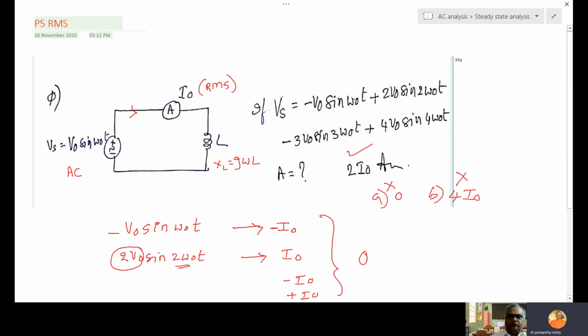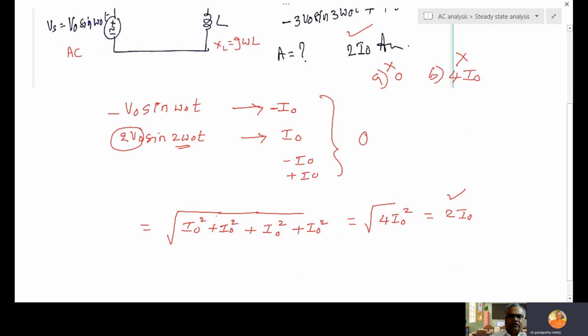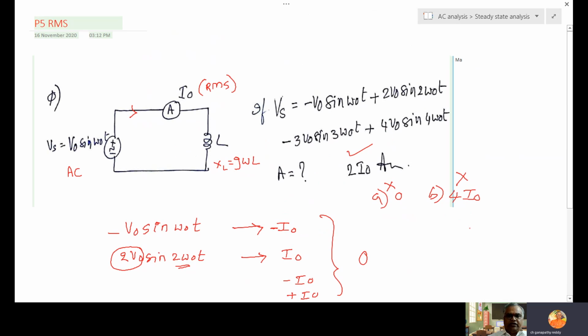Some students, in the exam hurry, don't see this omega naught, 2 omega naught, 3 omega naught. So they take I naught, with the second 2 I naught, then 3 I naught, then 4 I naught. Accordingly they do it. So that will give some other answer. So be careful.